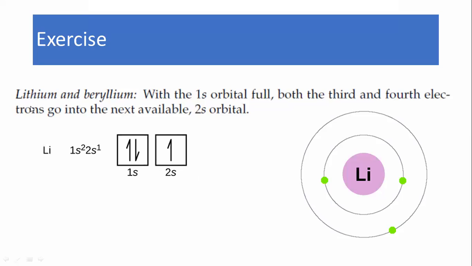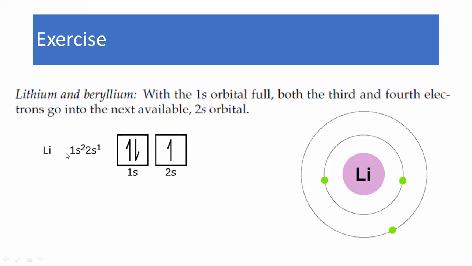So let's move to the third element and the fourth one. This is lithium, and here lithium and beryllium. The lithium atomic number is 3, number of protons 3, and the number of electrons will also be 3. So how can you fill up the electrons? First it is 1s, and then 2s. Two electrons fill up the 1s, and one electron is left that will move to the 2s orbital.